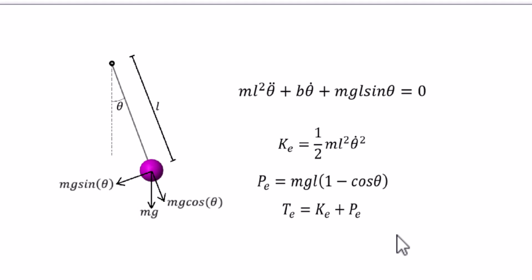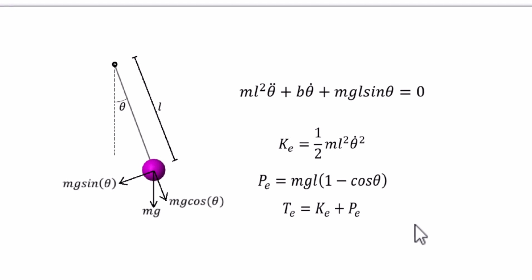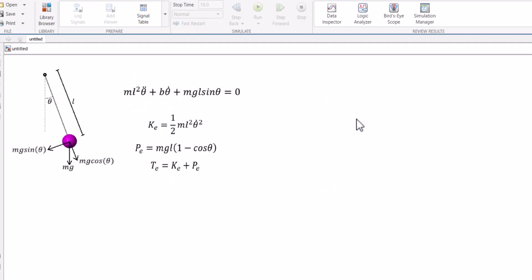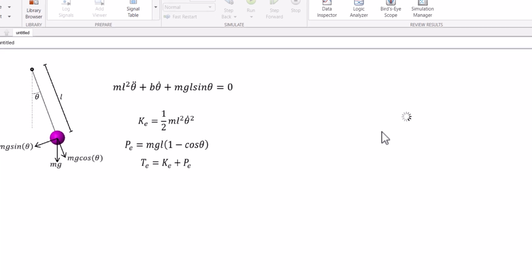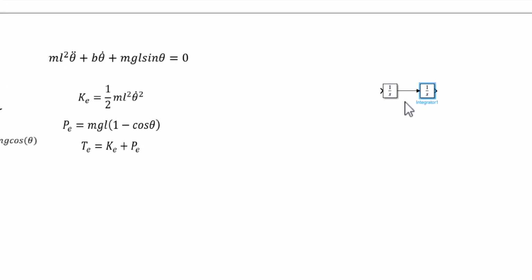Okay, so let's start with the first way of modeling this pendulum, that is through the differential equation, which is shown over here. In the differential equation, you can see that the highest order derivative term which is available is theta double dot. So we will need two integrators. So I'm going to add two integrators. This is the first one and this is the second one.